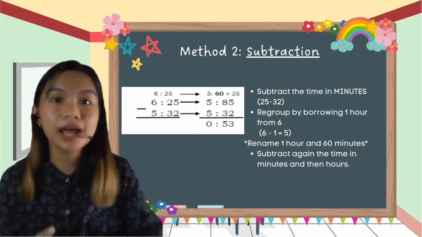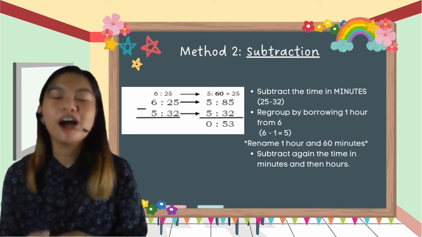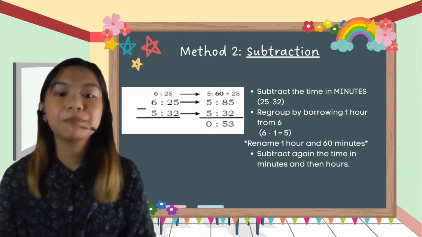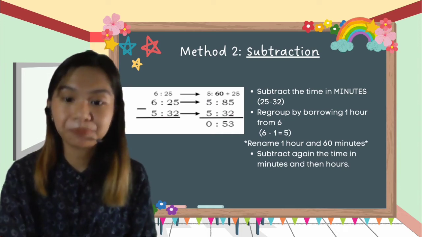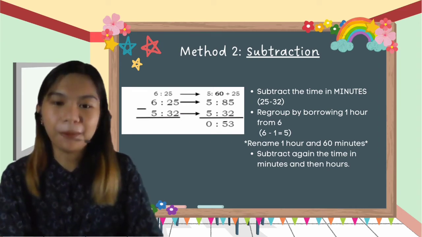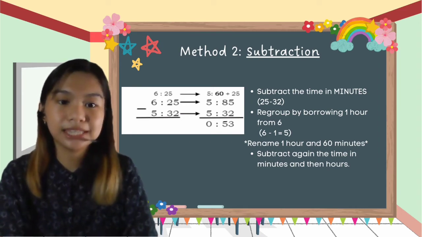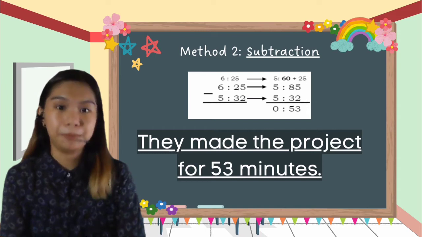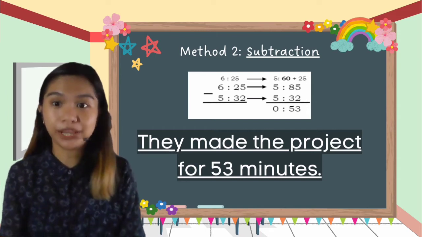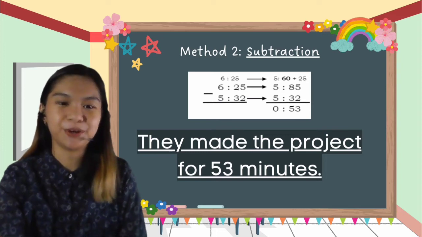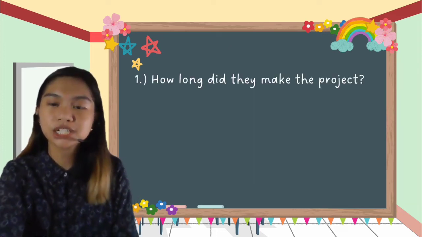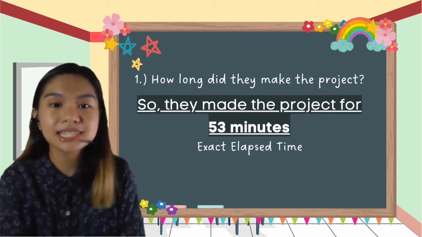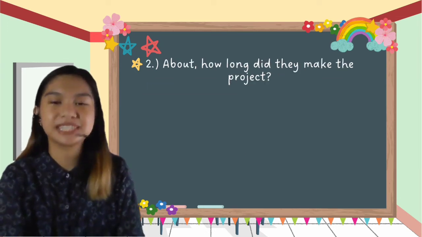So malaki na po ba? Mas malaki na po ba ito sa 32? Opo, malaki na po. So we can now subtract it. So 85 minus 32 is equal to... Oh, very good. It is 53 minutes. So they made the project for 53 minutes. The same outcome we have in the number line. Tama po ba? Oh, okay. So how long did they make the project ulit? Very good. So they make the project for 53 minutes. This is our exact elapsed time.